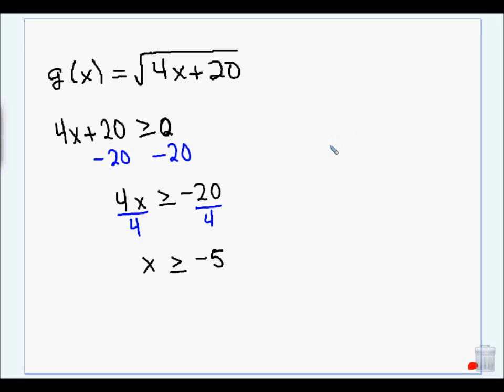If I plug in some number greater than negative 5, well, 0 is greater than negative 5, and that's easy. This is a positive number. I know it'll work.